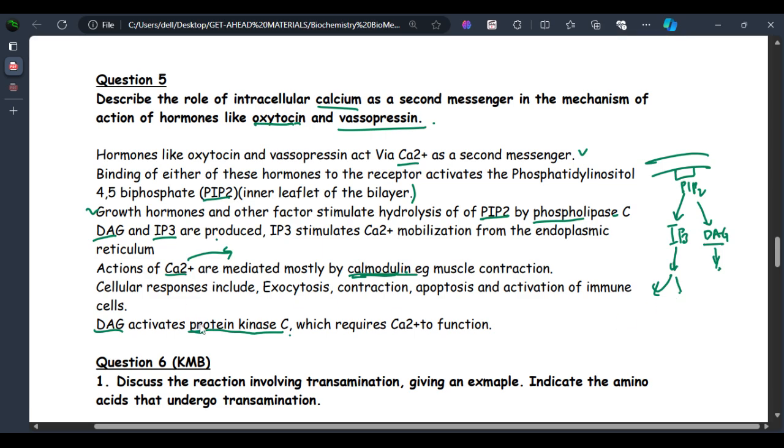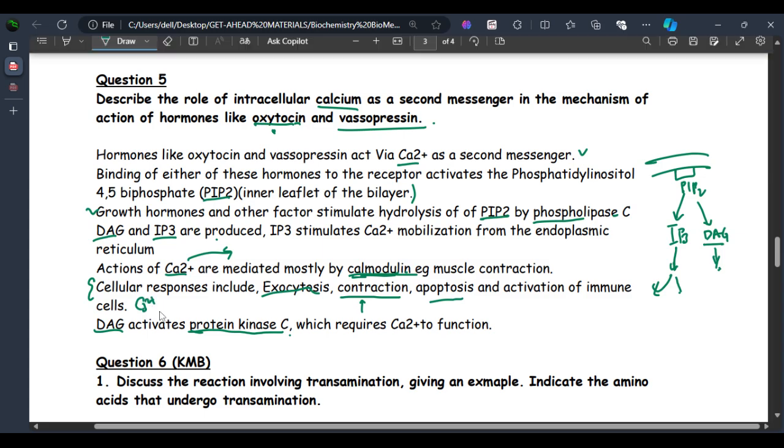With that mentioned, the cellular responses for this question, since it's just 5 minutes, I don't think you need to go into any more detail than this. But yes, cellular responses include exocytosis, for example, and contraction of muscle. In relation to oxytocin, you relate contraction to oxytocin, like contraction of the uterine walls during parturition. Also apoptosis, cellular programmed cell death, and activation of immune cells depend on calcium as a second messenger.